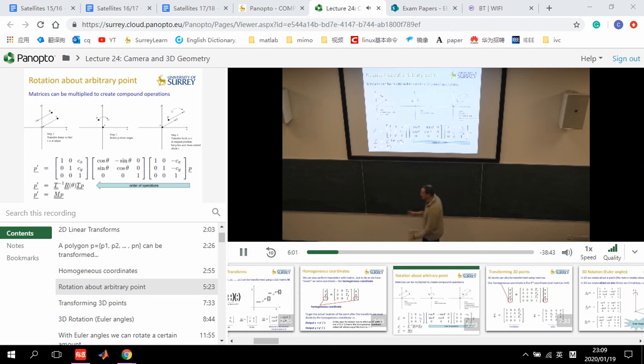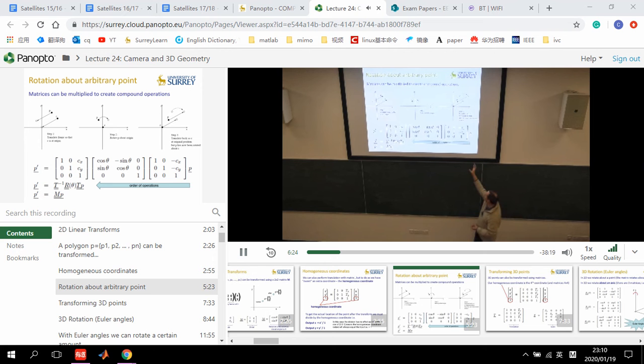We can perform that same operation simply by multiplying all of those matrices together into a single 3x3 matrix that we call a compound matrix transformation. And that will have the same effect. In this particular example, the compound matrix transformation is for rotation around an arbitrary point, which is C, composed of Cx and Cy as its coordinates.